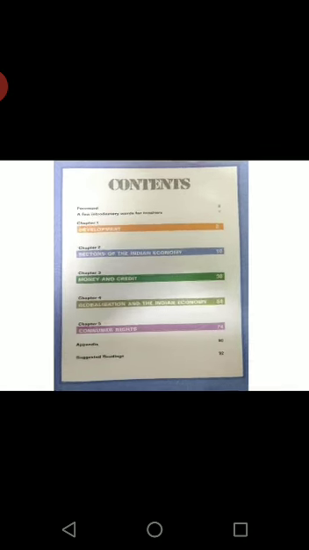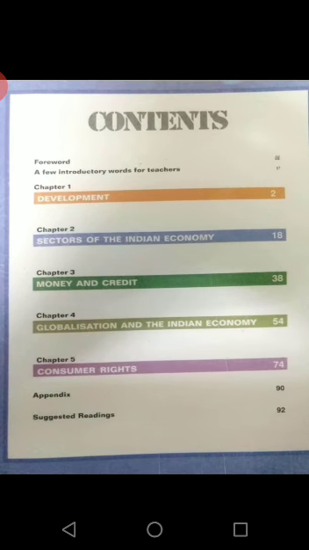Dear children, let us start exploring the economics textbook for standard 10, which is named Understanding Economic Development. In this particular book, we will be studying these 5 main chapters. Chapter 1, Development. Chapter 2, Sectors of the Indian Economy. Chapter 3, Money and Credit. Chapter 4, Globalization and the Indian Economy. And chapter 5, which is very much applicable in life, that is consumer rights.